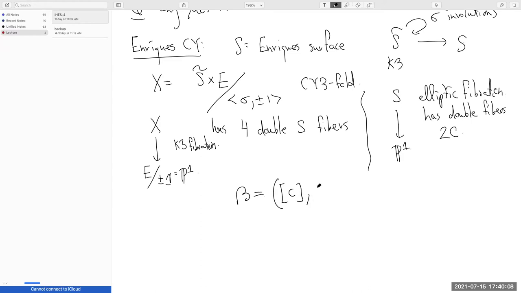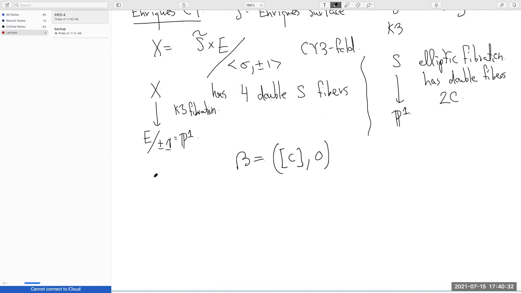You can think of this as the class C0. It's going to come from taking C in the Enriques surface, which projects to zero on this projection down to P1. So there are some cases that you can look at. Oh, whoops. Yeah, sorry. All right, so far everything I said is correct. So the first case we can look at: we want to figure out what these invariants are in this setting, these invariants as defined in this crazy way.